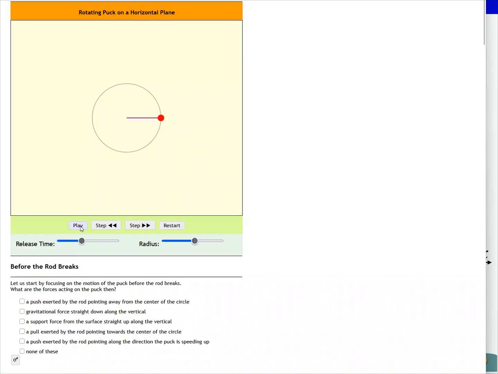For example, if I play now, and you can pause it anytime, you can go back, you can go forward step by step. So here we delayed the release time. Okay, so I paused it, and essentially with step by step, you can see how it moved.